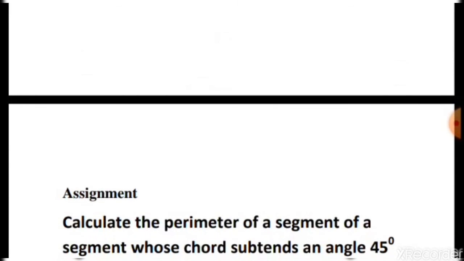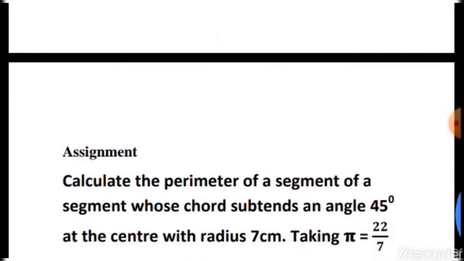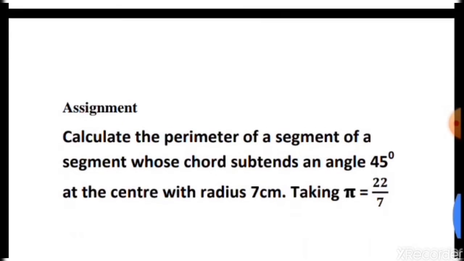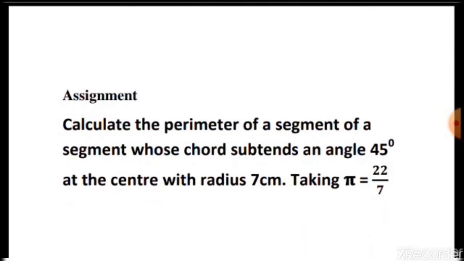Now, today I'm not going to give you an activity, but I'm giving you an assignment, and this is the assignment. Calculate the perimeter of a segment whose chord subtends an angle 45 degrees at the center with radius 7 centimeter, taking pi to be 22 over 7. So that is where we are going to stop today.